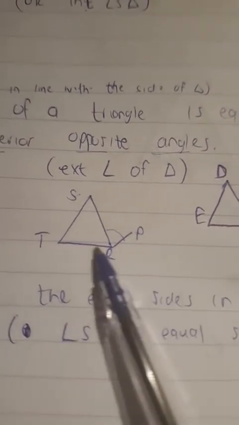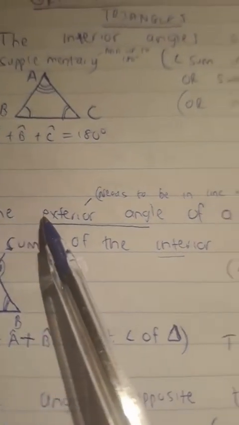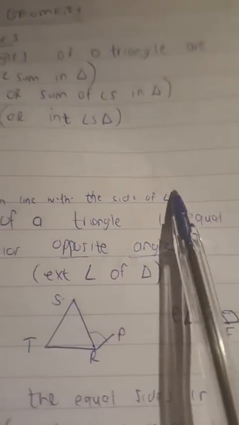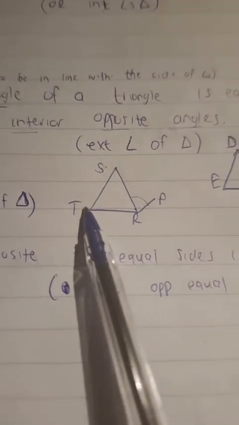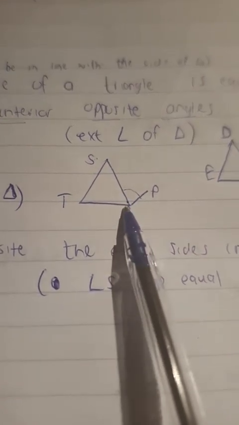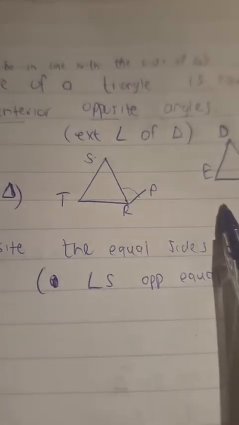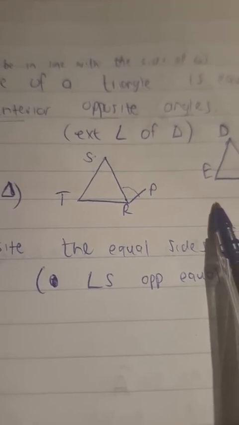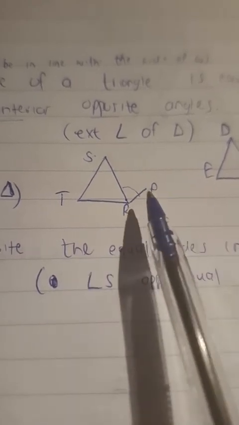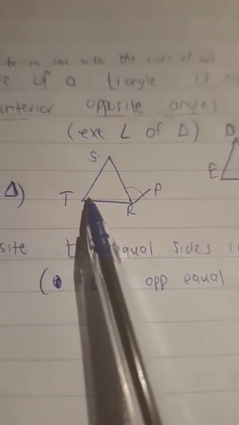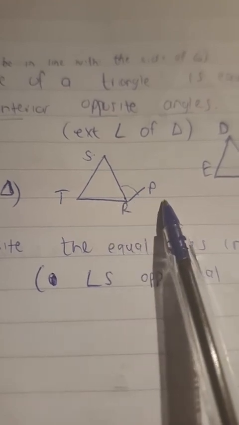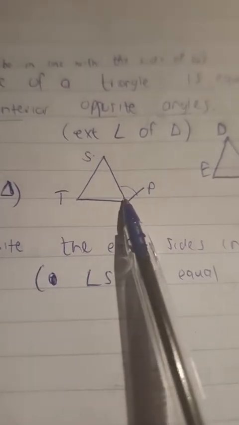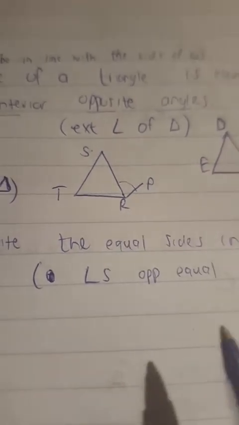But I think from what you have said in the comment section, we know that this exterior angle needs to be in line with the side of the triangle. So my question is, is TR extending to P in the same line? Yes, Yanelisa, I agree with what you just said. If there were parallel lines, that would be true, but that has not been told to us. So is TR in the same line as P? That's the question.